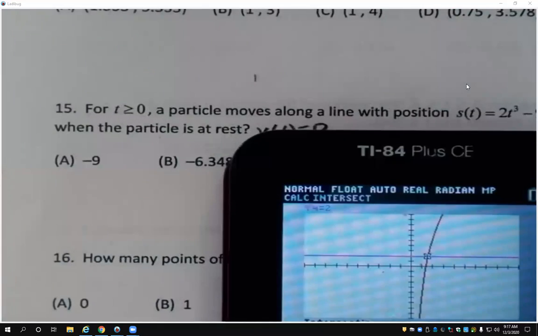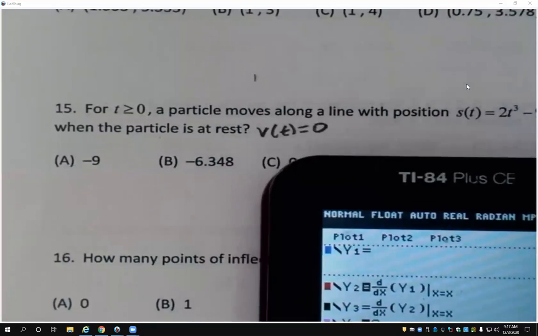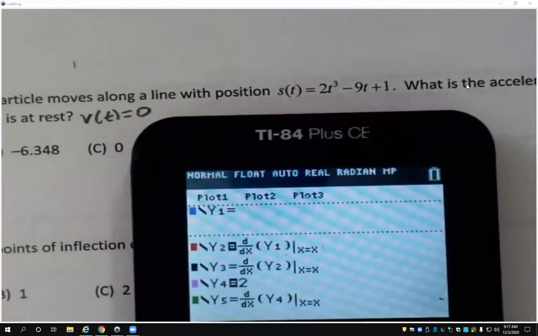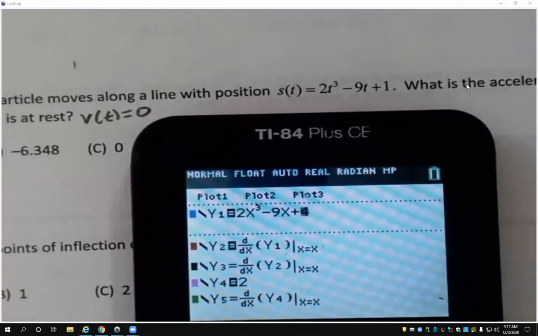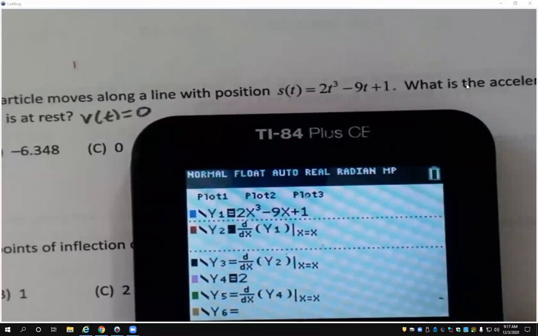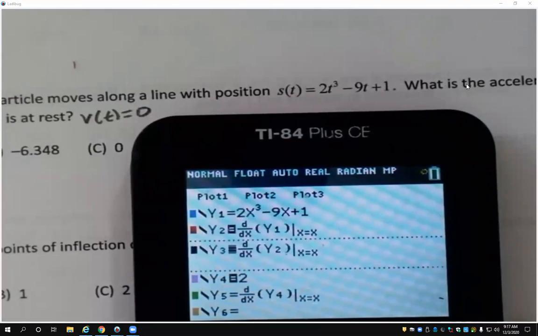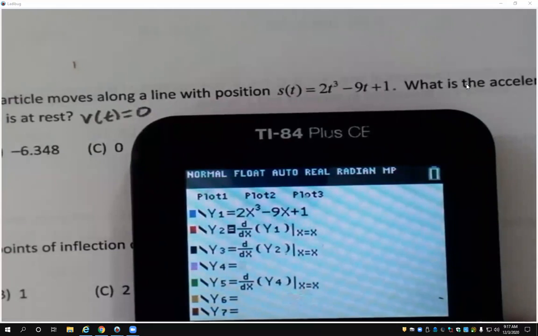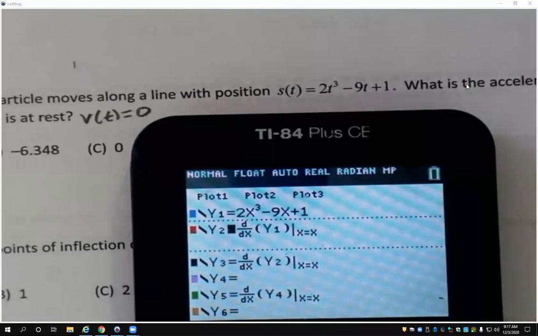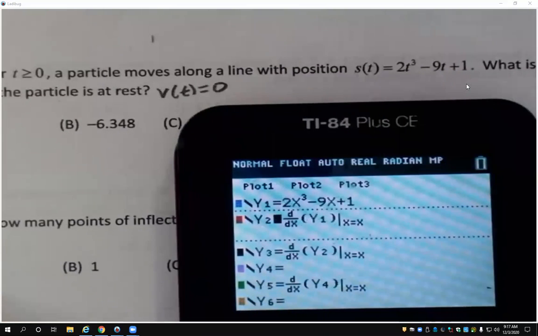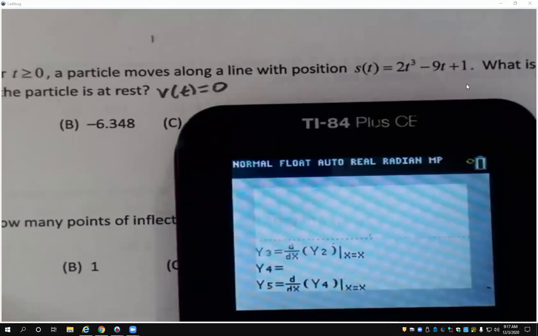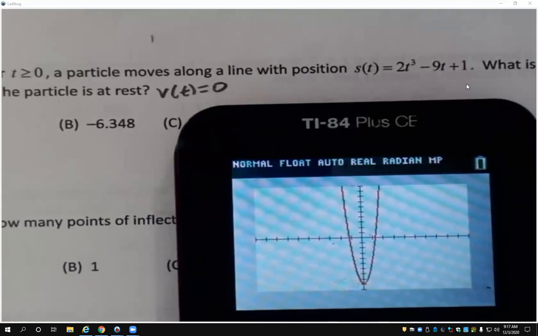So I have to go into y equals, in y1, I'm going to put my position function, which is 2x cubed minus 9x plus 1. I'm going to turn off y1. I'm going to get rid of y4 down here because I don't need it anymore. I want to know when my derivative is 0, or when my velocity is 0. My velocity is the first derivative, which I have graphed in y2. So I'm going to graph this, and I want to know when velocity is 0.